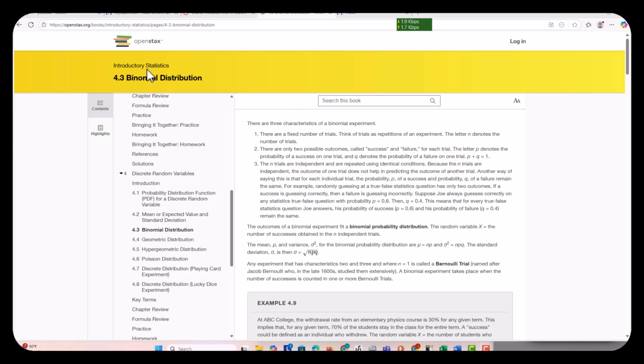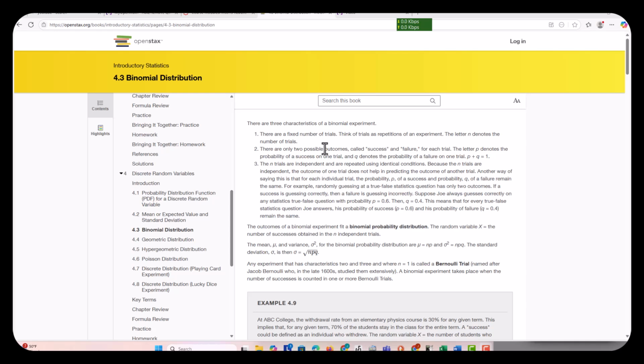Okay, we're going to do just a little bit of a lecture on the binomial distribution in 4.3 of your OpenStax book. So there are 3 characteristics of a binomial distribution. It's a discrete distribution, which, remember, discrete means number of. So there's a fixed number of trials, and you can think of the trials as repetitions of an experiment. And n obviously denotes your number of trials.